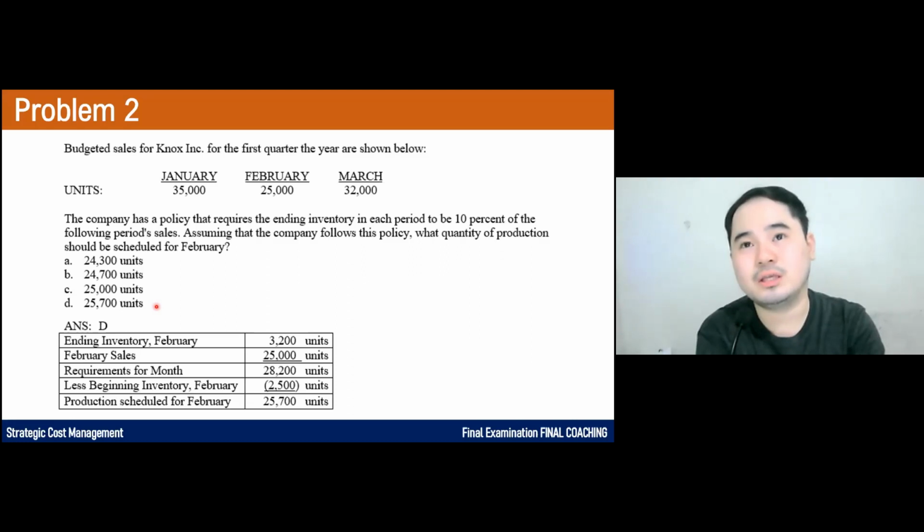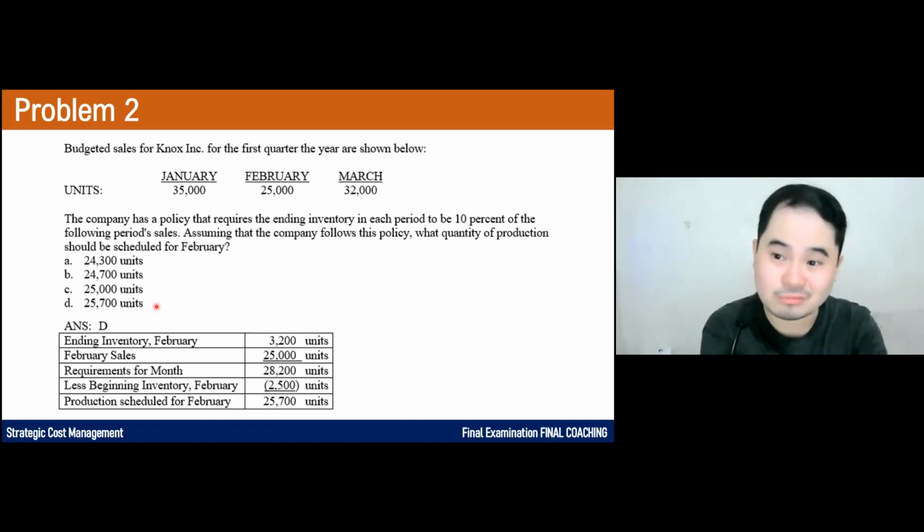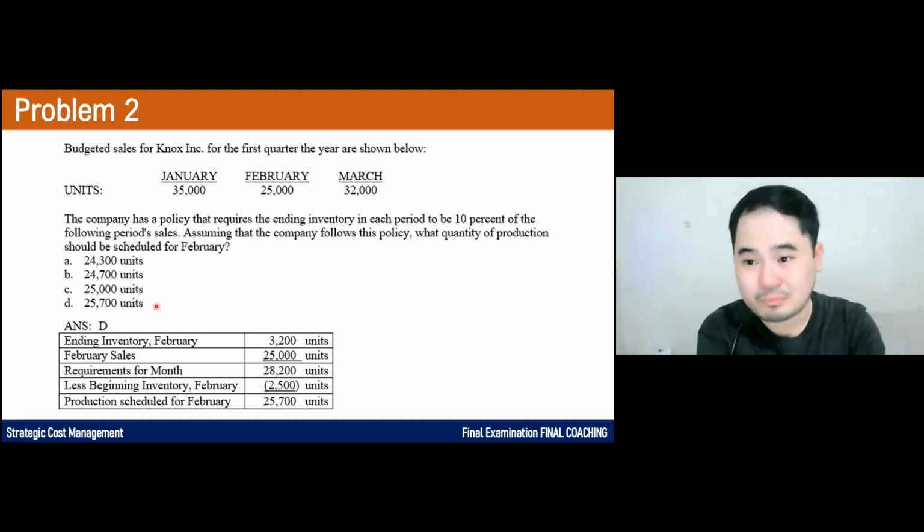Hindi man kayo pagawin ng buong master budget, no? And under certain circumstances, ibibigay na sa inyo yung production requirements. You just go with the flow with the question. Kung ano yung meron natin, yung wala pa. Pag wala pa, hanapin mo.